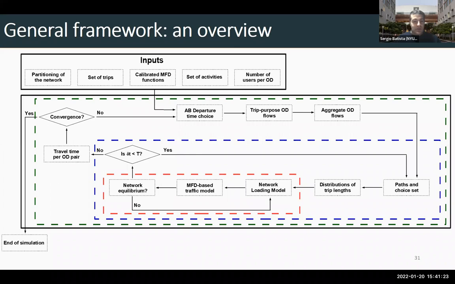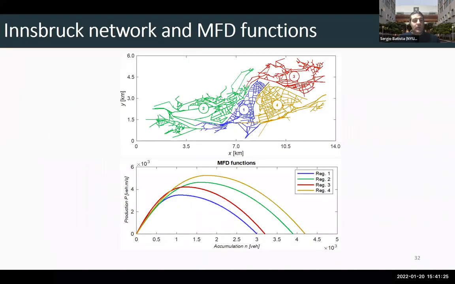Thanks. Okay, so next. Now we are going to test this framework on the Innsbruck network in Austria, that you see here on top. We partition this network into four regions. This means that we have 16 possible OD pairs, and we have calibrated different MFD functions. We assume just a biparabolic shape. And we are going to discuss three different scenarios. So we start with scenario number one.